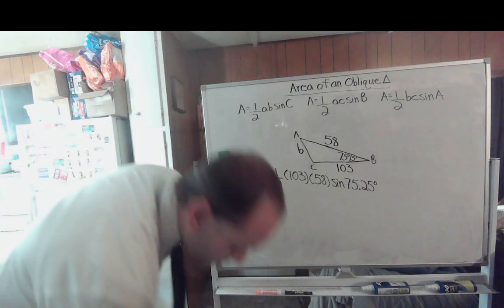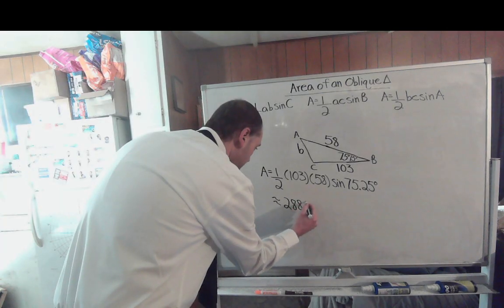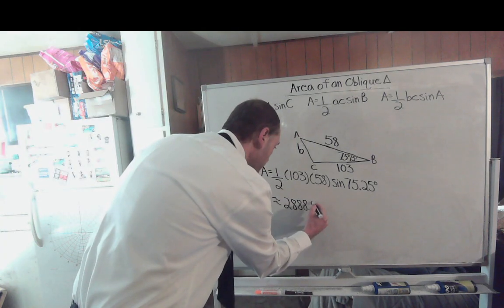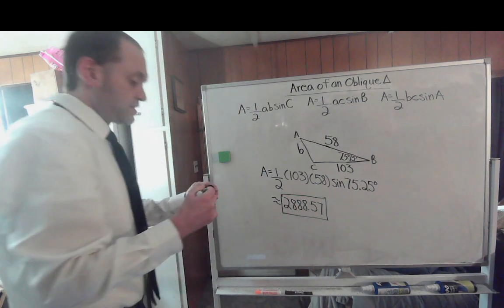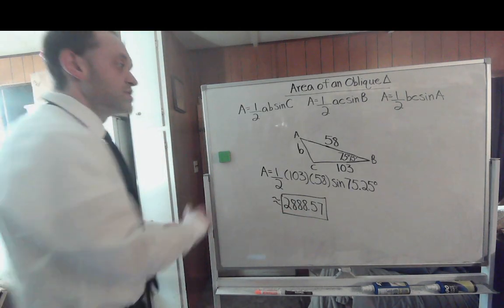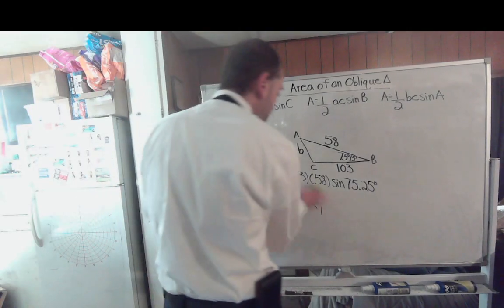You get an area of approximately 2,888.57 square units. So the area is approximately 2,888.57 square units. I got one more, then we're done.